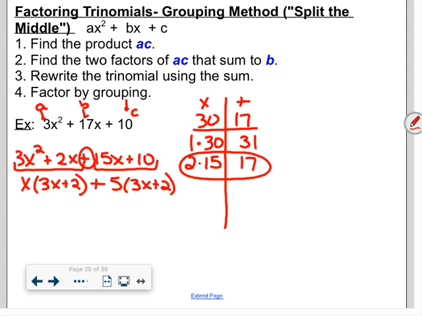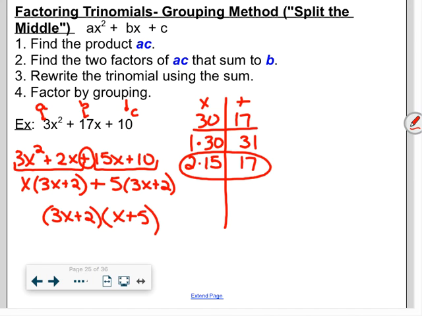At this point, the parentheses should be the same. If they're not, you have made a mistake. That's kind of your red flag. So now I have a common factor in this row. The common factor is 3x plus 2. I'm pulling both of them out. And what remains is x plus 5.